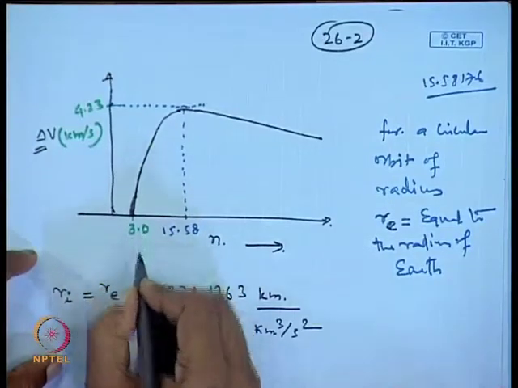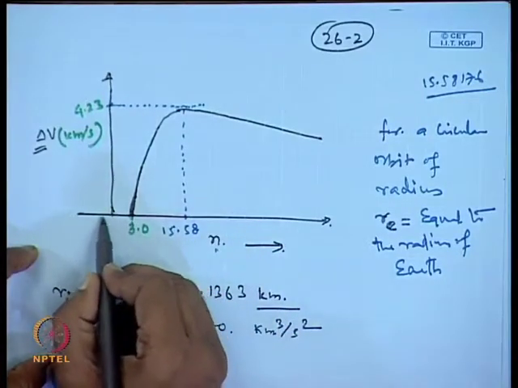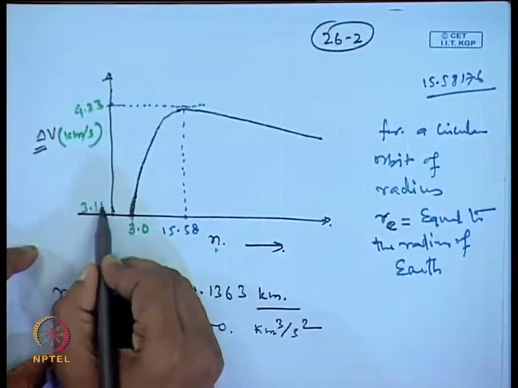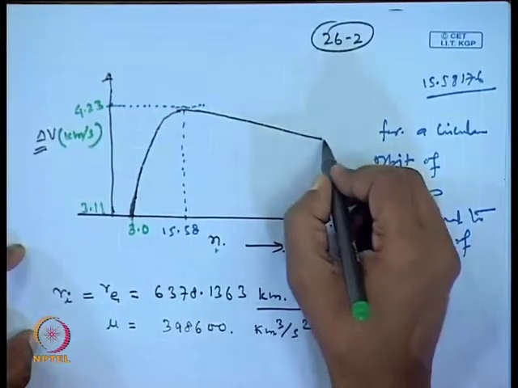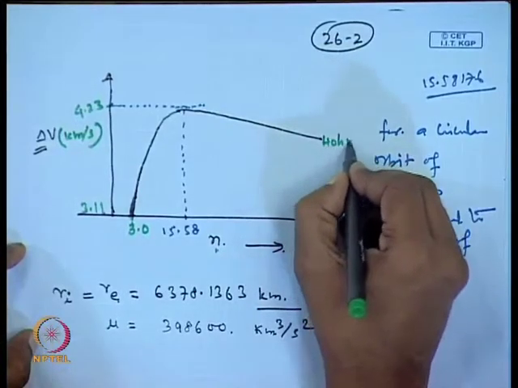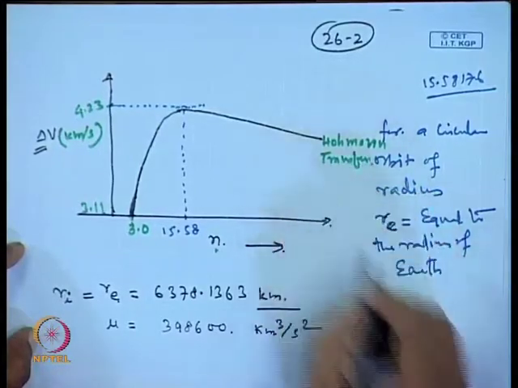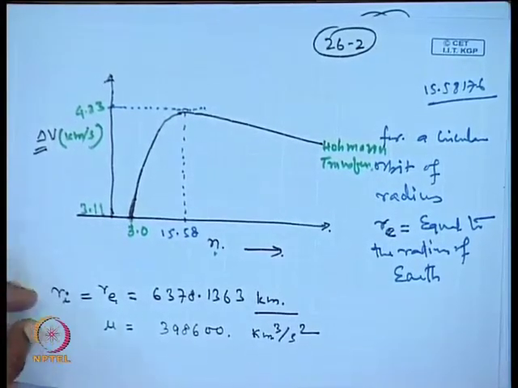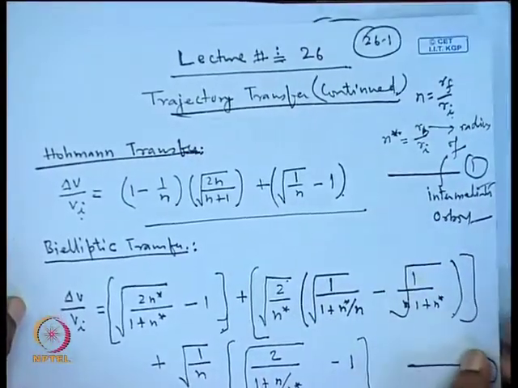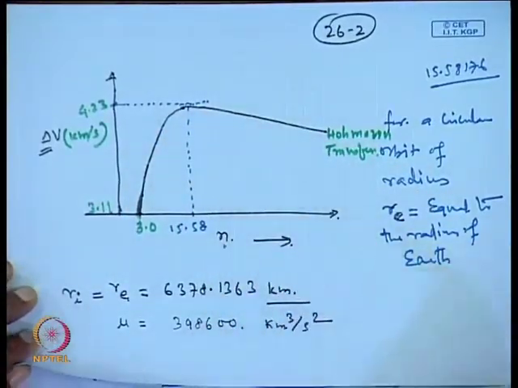Similarly, we can take the value of n to be 3. So, this will turn out to be around 3.11. And this we are doing for the Hohmann transfer. So, you can see that once these equations are available, without much problem we are able to draw this curve, and this can be easily done on a computer.